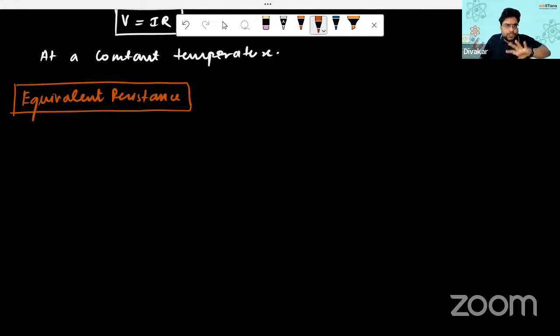So you have a bunch of resistances, you want to convert them into a single resistance, but without changing voltage and current. Because if voltage and current change, then your whole circuit will change, your input and output will change.